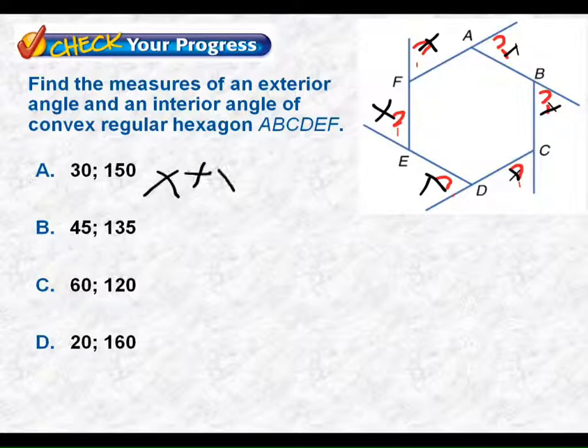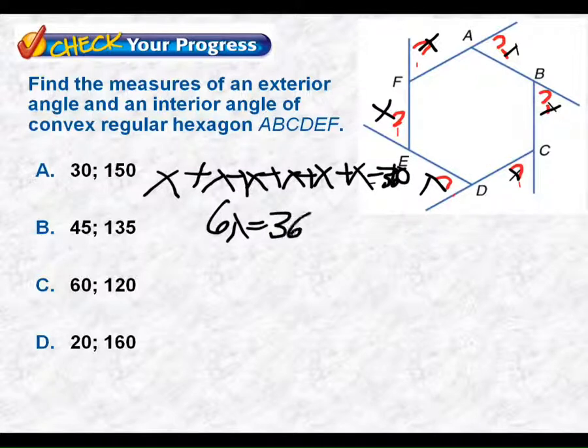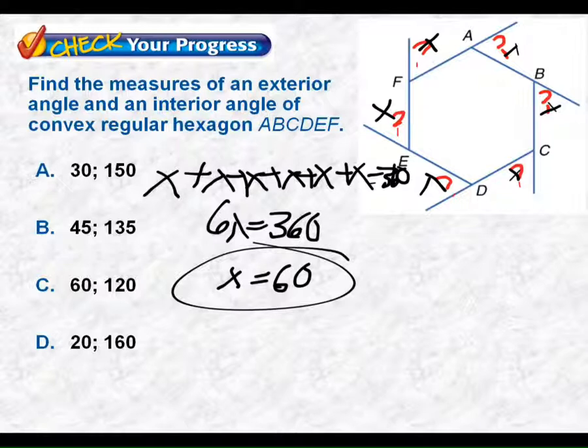I know 6 of the x's, so 1, 2, 3, 4, 5, 6, equals 360. So 6x is equal to 360. Divide both sides by 6. Each of those exterior angles is 60. I just use the exterior angle theorem. This says all the exterior angles add up to 360. I had 6 of them. They added to 360. Each exterior angle is 60.